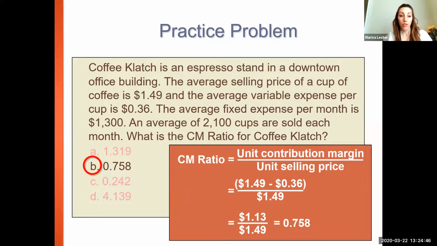CM ratio could be my total contribution margin divided by my total sales, but that gives you some extra work. Or you can use your per unit. You're given sales price per unit and variable expense per unit. And from that, you can calculate your unit CM. So $1.49 minus 36 cents gives you your unit CM, $1.13, divided by your sales price, $1.49. Gives you 0.758 or 75.8%.